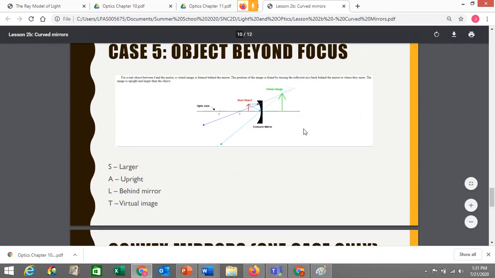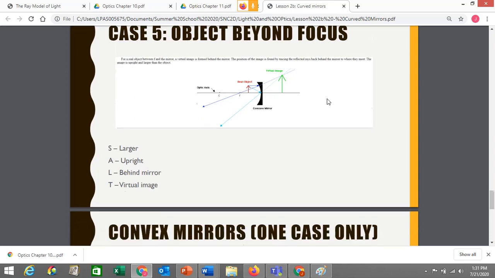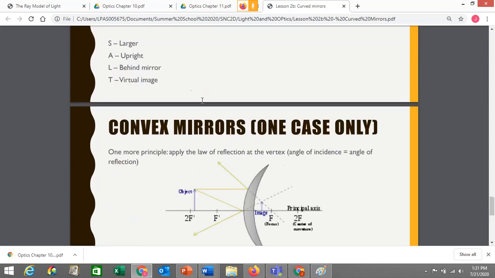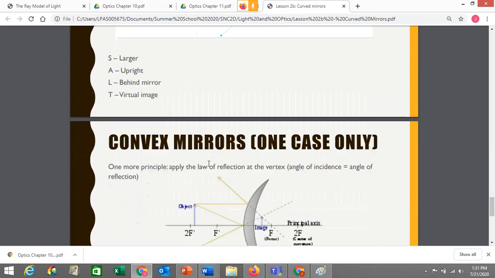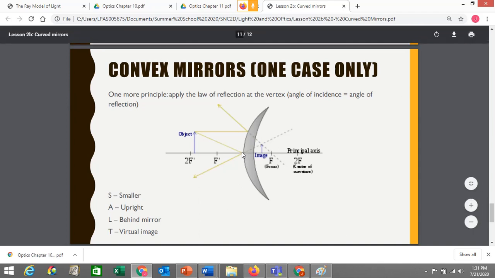You've got those 5 cases, but what about convex mirrors? The nice thing about convex mirrors is you only have one case, and here it is. So this is where I put that extra principle. Apply the law of reflection at the vertex. So I should have put that above because you're using it for here and you're using it for here as well. But this is what I meant. So angle of incidence equals angle of reflection at the vertex.